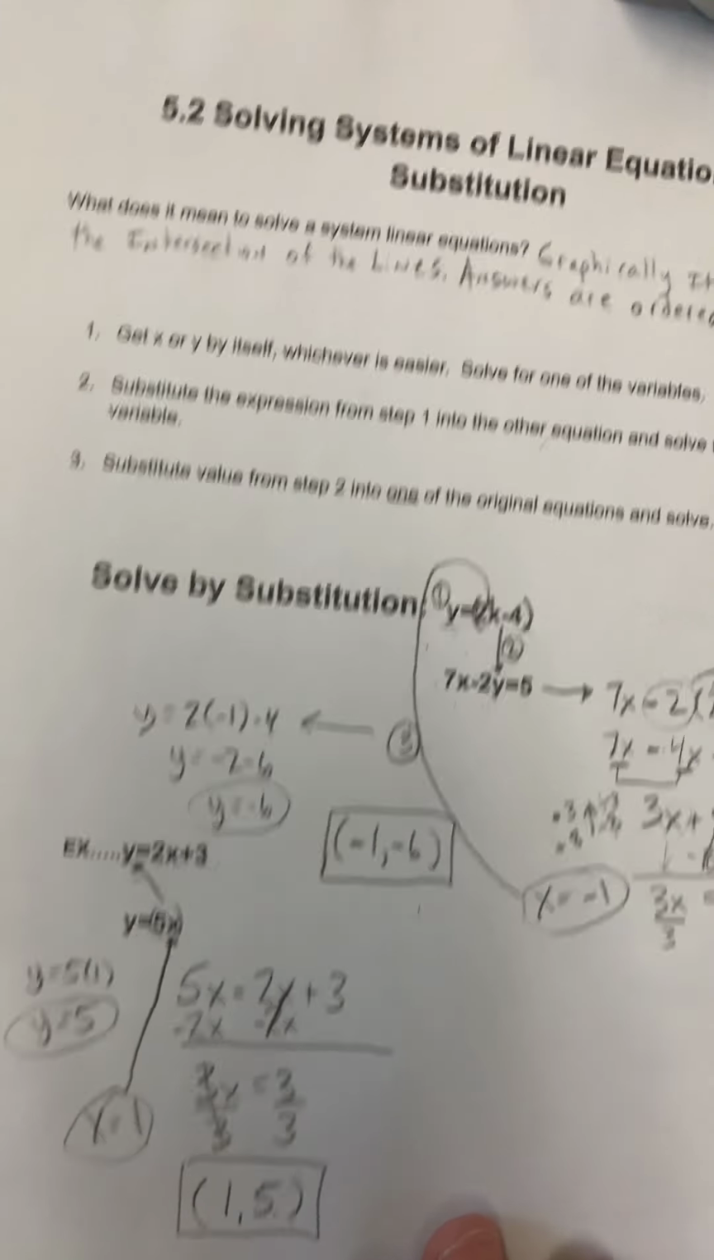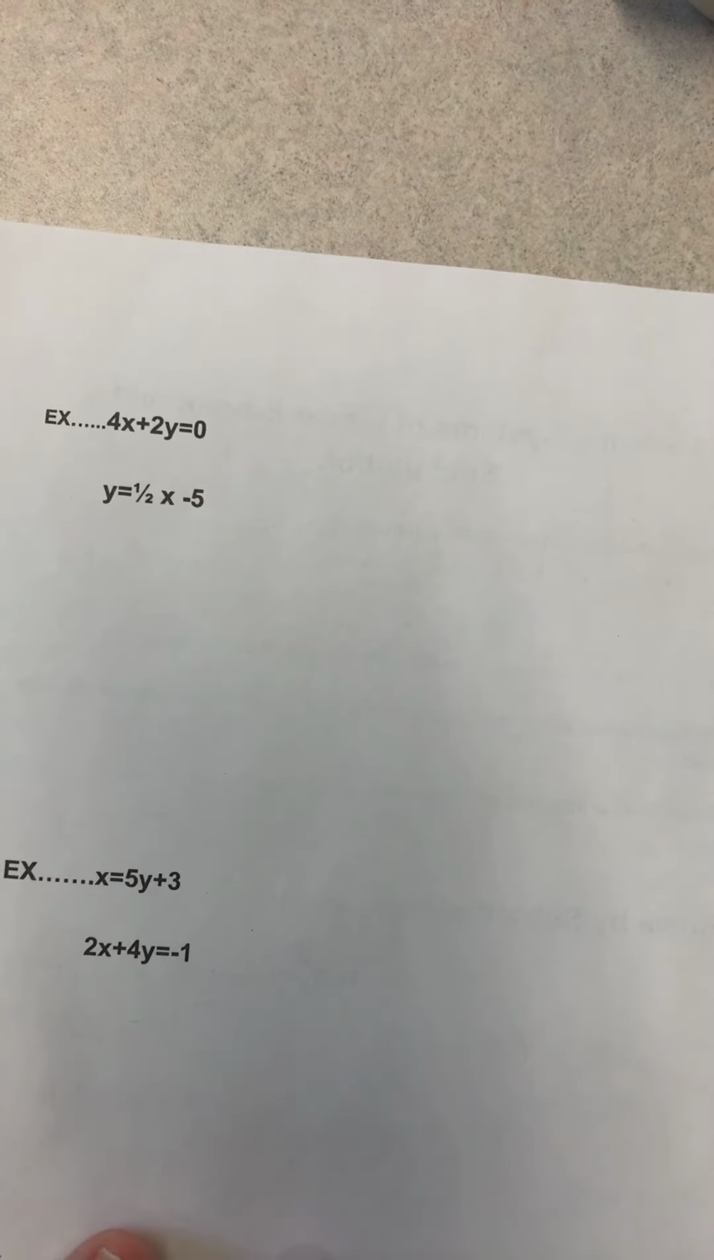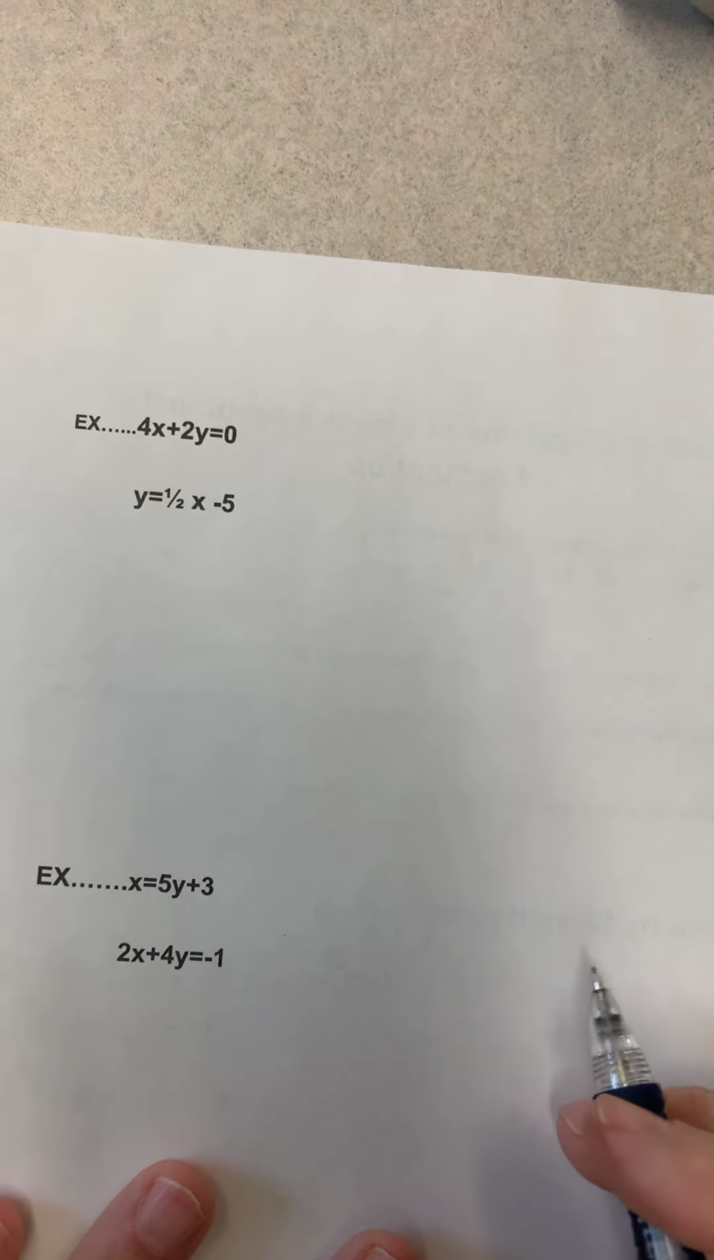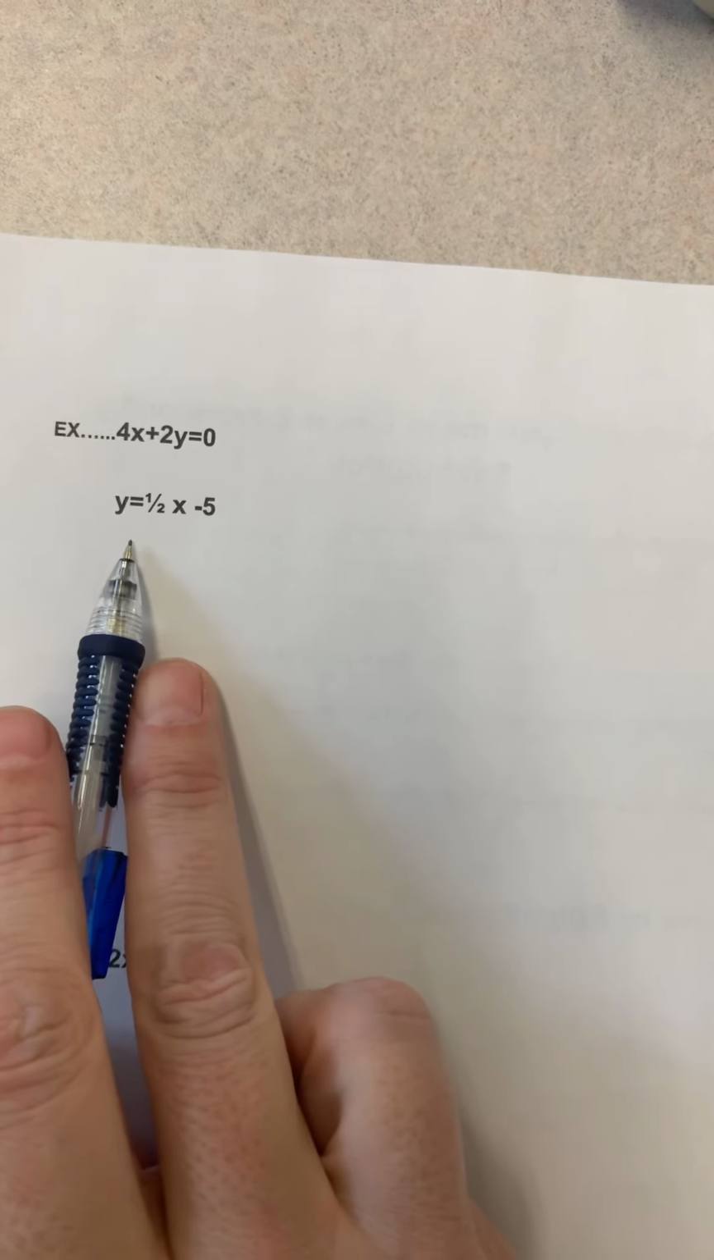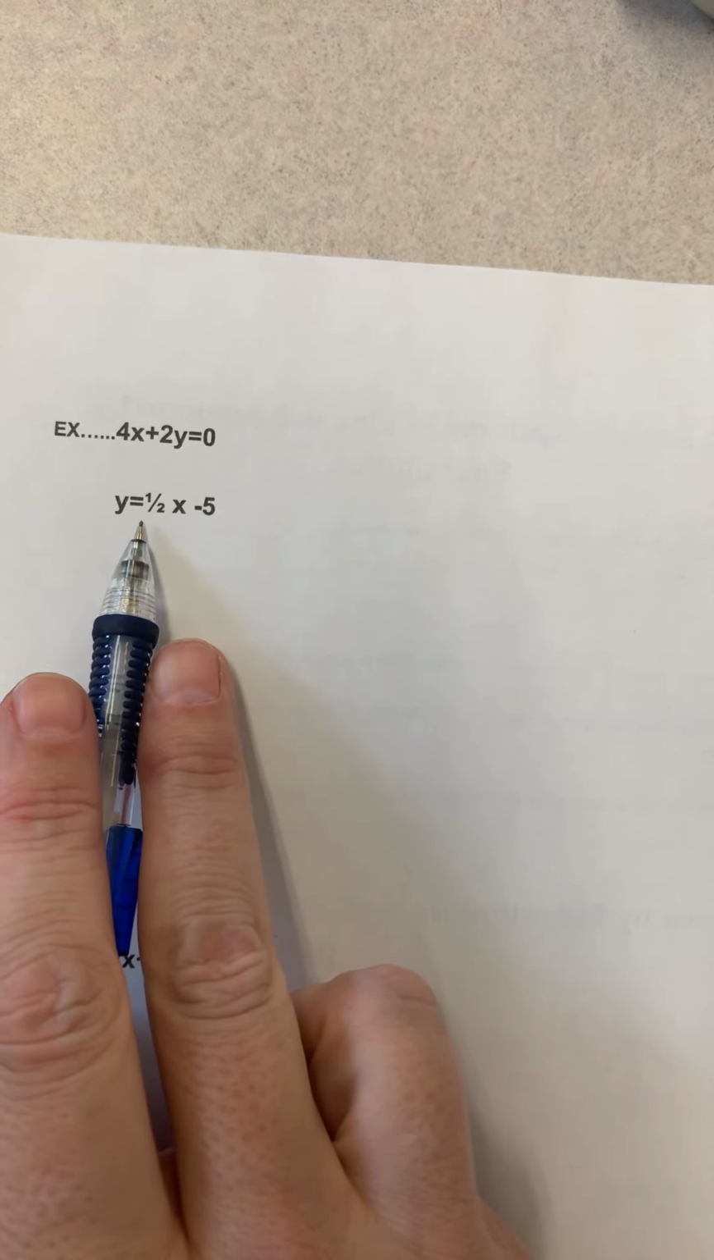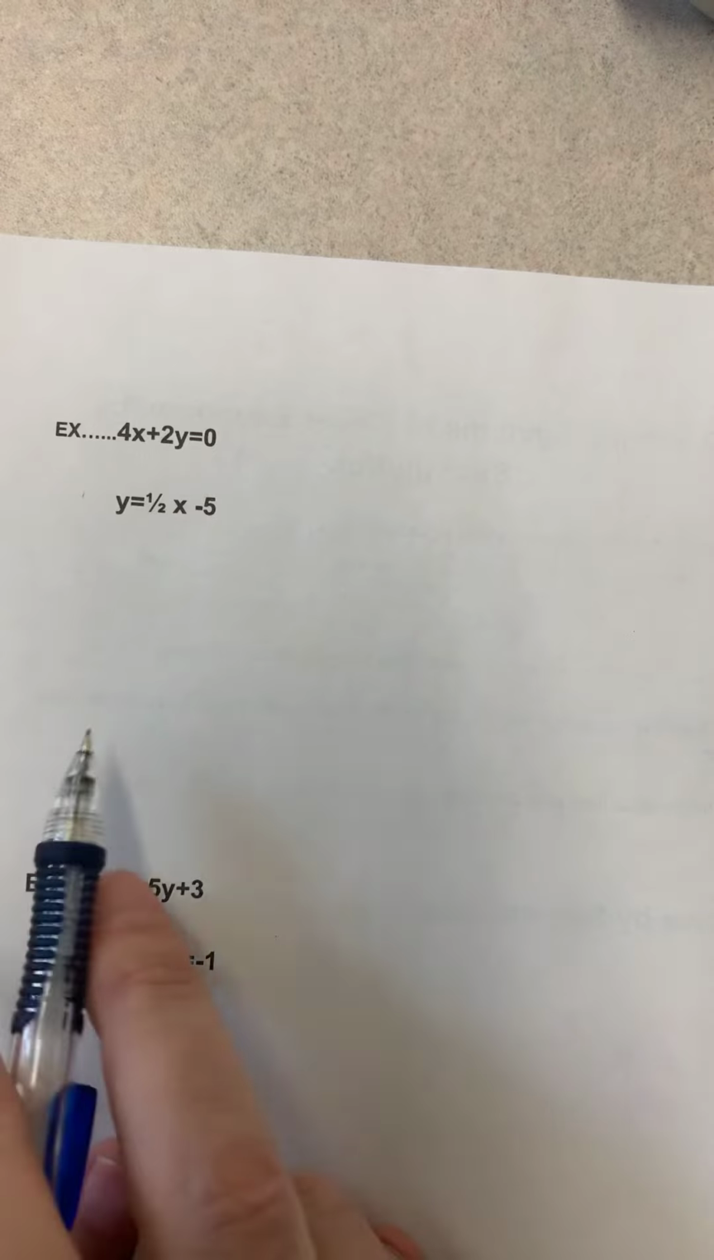Once we have the process down, it's not bad. Then it's just the details. Let's look at this next example. And again, we just need to practice. Do these over and over and over. Do I have a variable by itself?